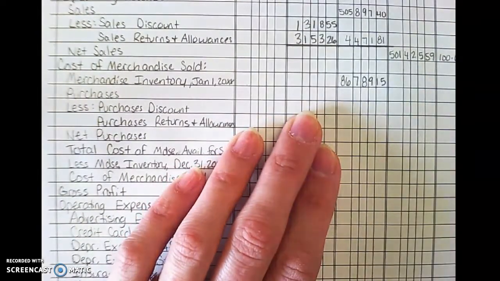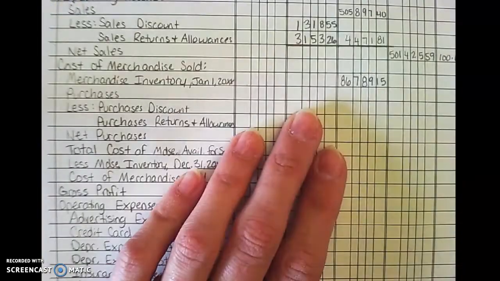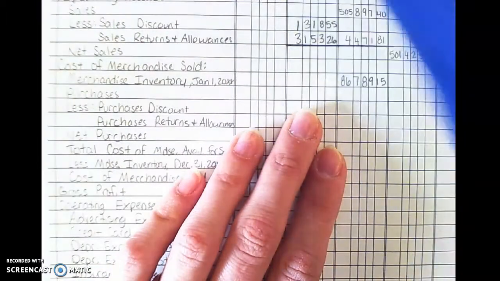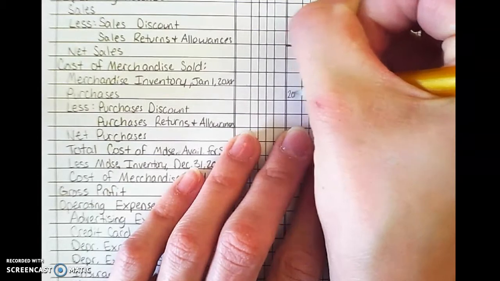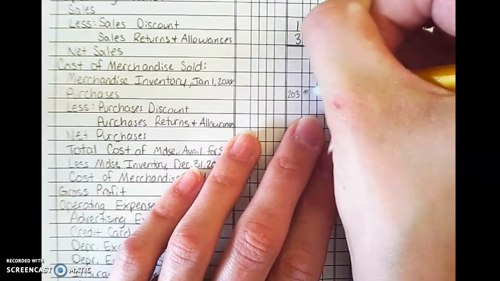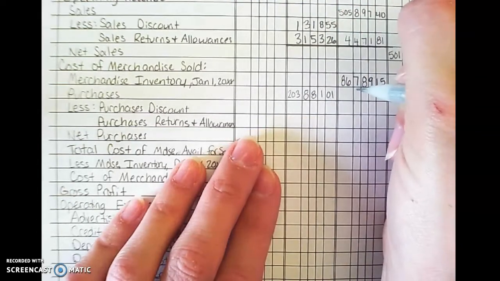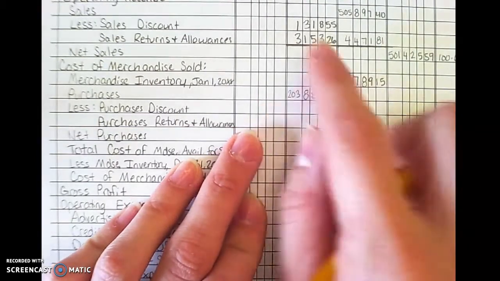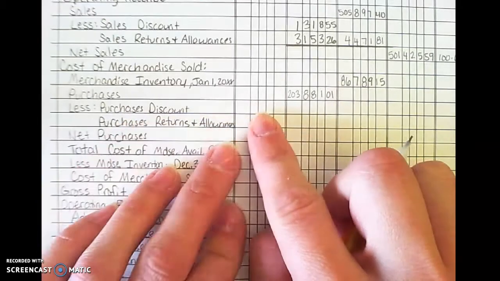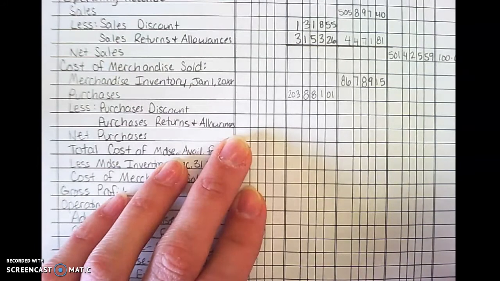So next we need to take our purchases amount, and that needs to go in our second column. So if you look at your adjusted trial balance, that is where you will find the amount for purchases. It is $203,881.01. And then our next two numbers will be the only time we write in this very first column. We need to do the same type of thing we did up here for sales. We need to less the purchases discount and less purchases returns and allowances.